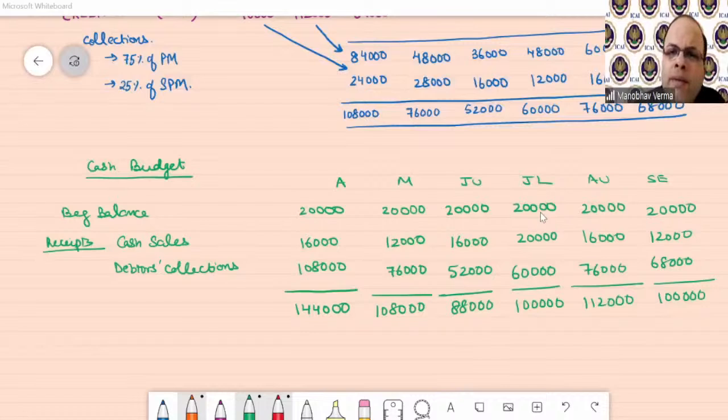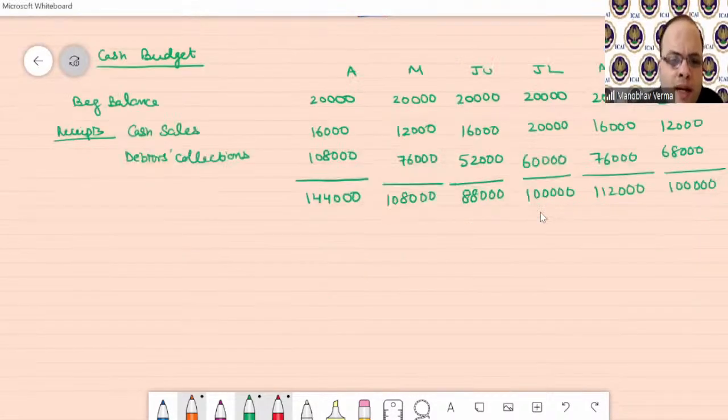Now, can anyone tell me in terms of the payments, what do we have, guys? I think we also make a quick note on the payment side.